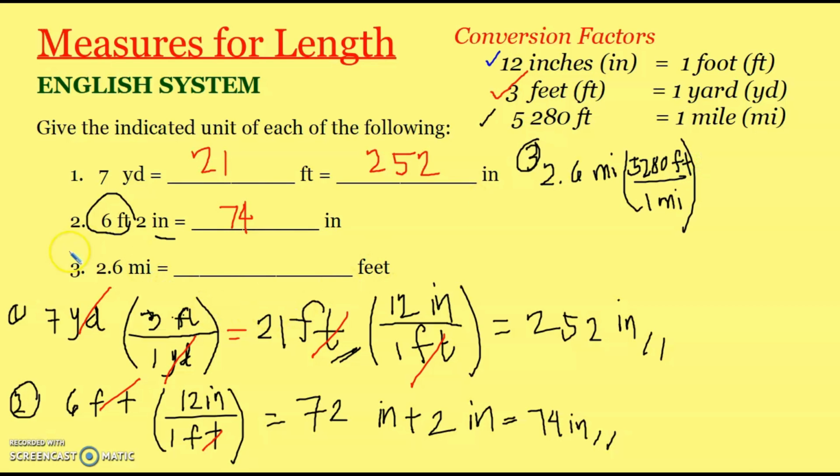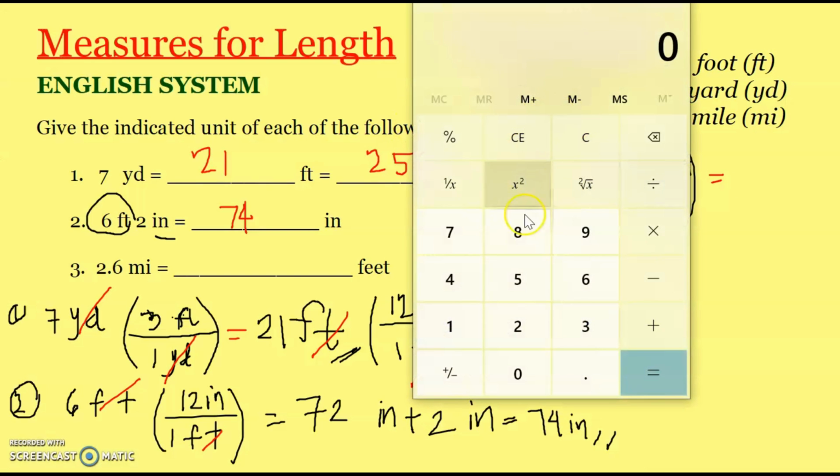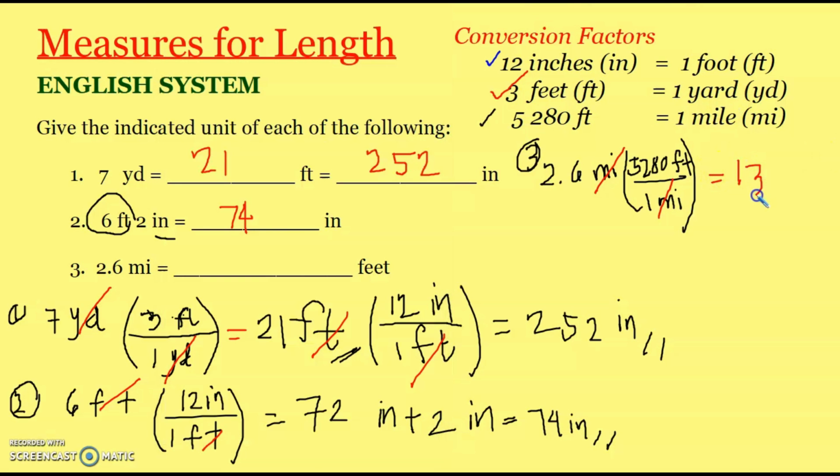Okay. So we then canceled out the unit of measure miles and could multiply 2.6 by 5,280. So calculator ulit, 5,280 times 2.6. And there you have 13,728. 13,728 feet. I will write here and a space.